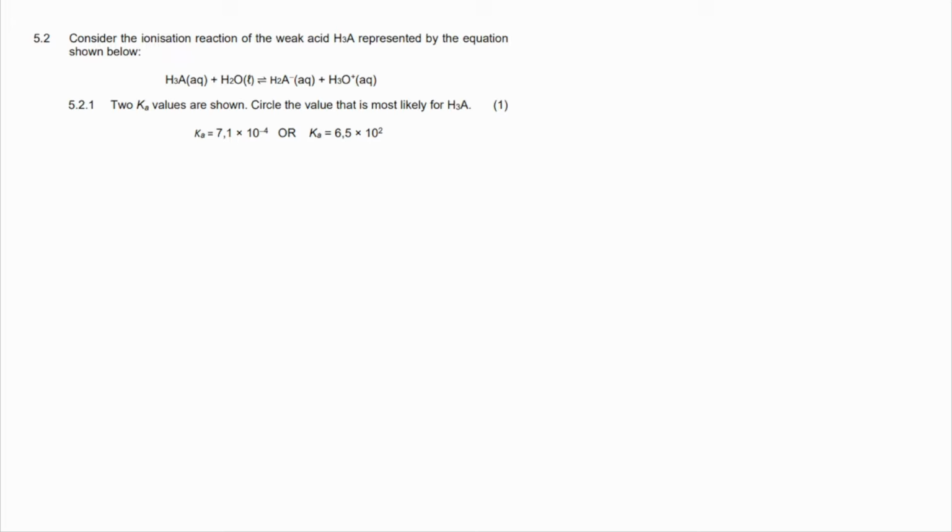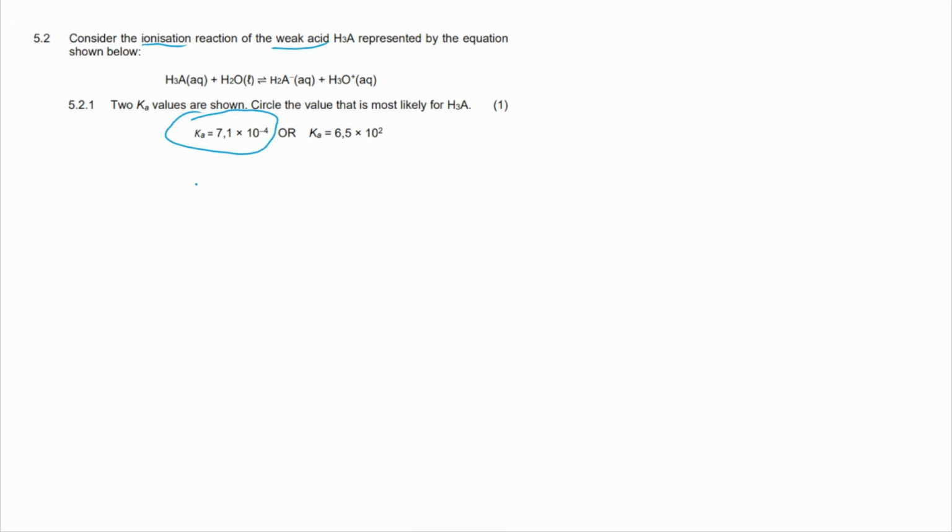Question 5.2, so we have to consider this ionization reaction. We're creating ions, as you can see. It's this reaction of the weak acid with water. So we have ionization going on. Two Ka values are shown. Circle the value that is the most likely for this acid. This acid is a weak acid, so we know its Ka will be low. So it will be this one.